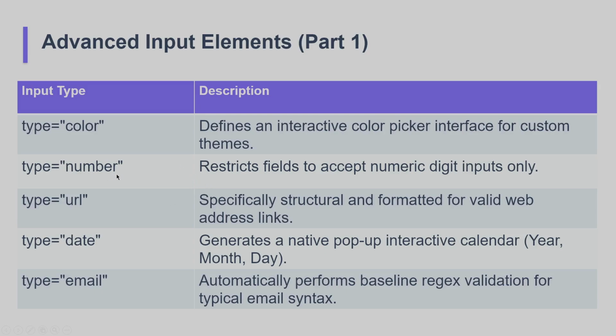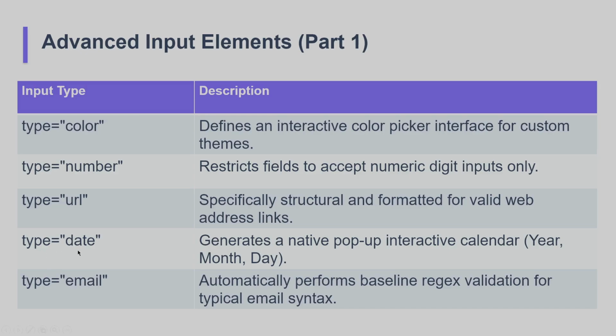Next is number. The type equal to number field accepts only numeric values. Users can enter numbers directly or use the up and down spin arrows, and this prevents invalid text from being entered. Next is URL. The URL input type is specially designed for website addresses. The browser checks whether the entered value follows the correct URL format before submitting the form.